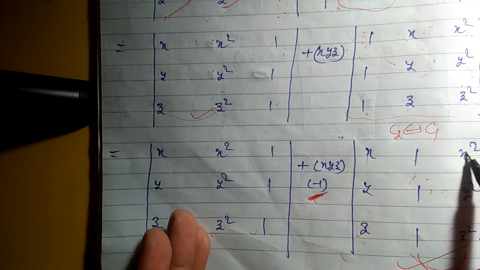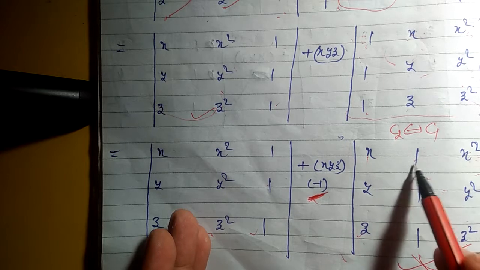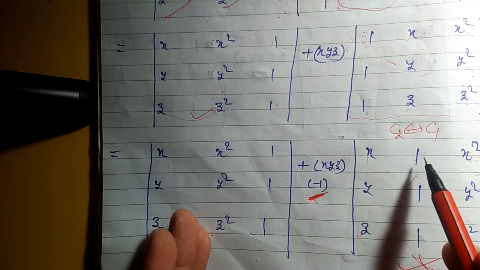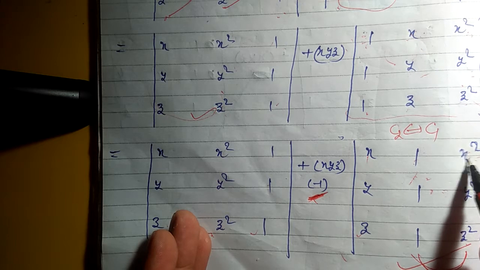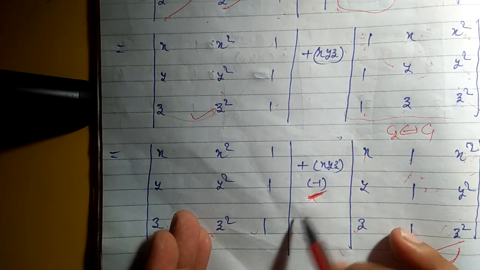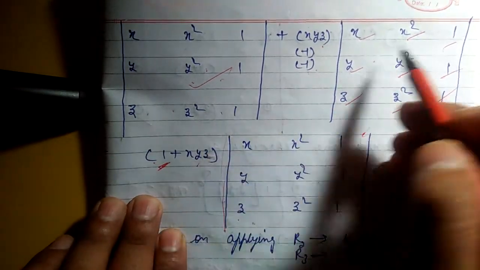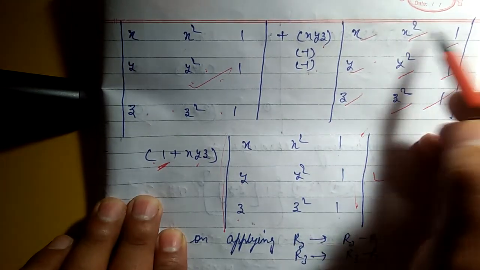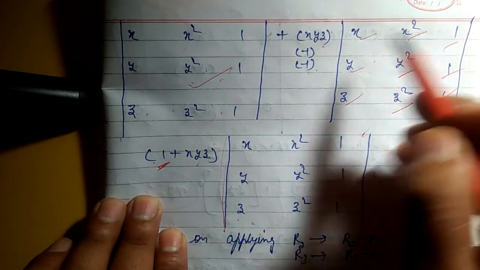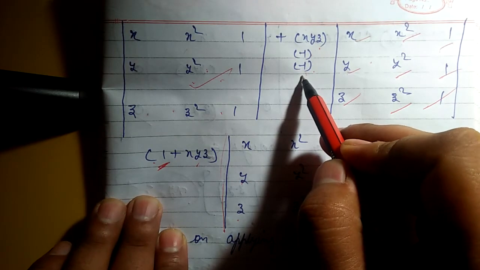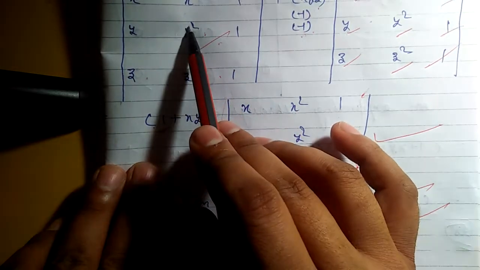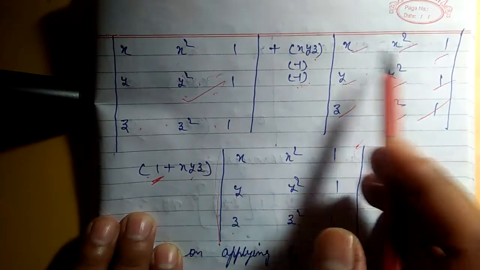Now again you can apply the interchanging property, C3 interchanging C2. If you apply this property again, you have to take a minus sign common outside this determinant. So we do the same. In the next step we made no change in the first determinant, but here we have interchanged C2 and C3, so minus 1 comes out common. Then you can see that this determinant and this determinant have become the same determinant.